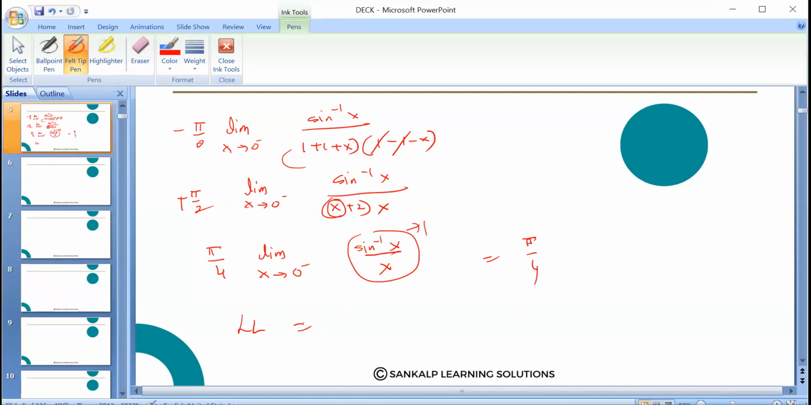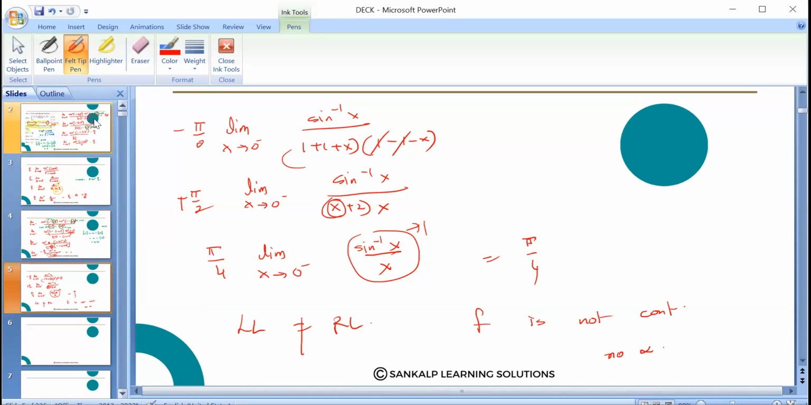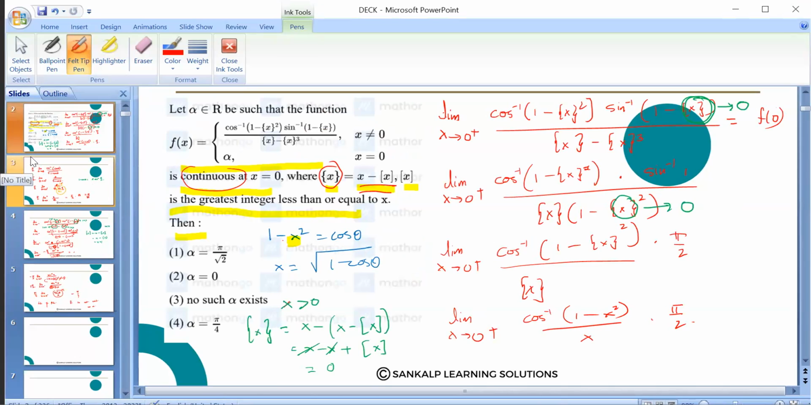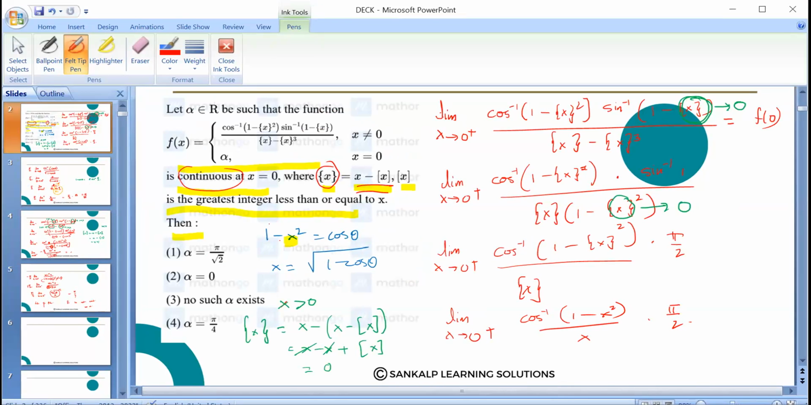So left limit is not equal to right limit. So the function is not continuous. We cannot find alpha. The main question is to find alpha. So no such alpha exists.